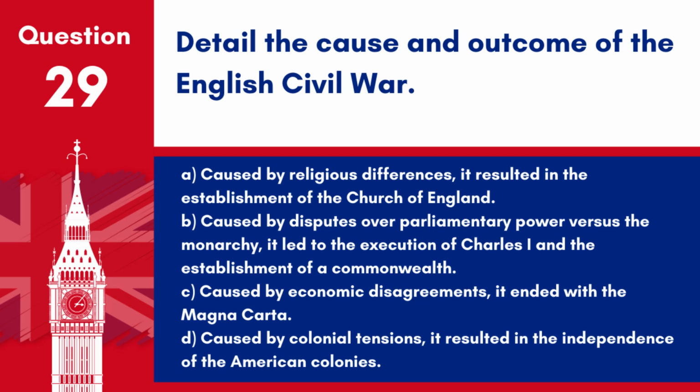B. Caused by disputes over parliamentary power versus the monarchy, it led to the execution of Charles I and the establishment of a Commonwealth. C. Caused by economic disagreements, it ended with the Magna Carta. D. Caused by colonial tensions, it resulted in the independence of the American colonies. Answer: B. Caused by disputes over parliamentary power versus the monarchy, it led to the execution of Charles I and the establishment of a Commonwealth. The English Civil War was a series of armed conflicts and political machinations between parliamentarians and royalists.